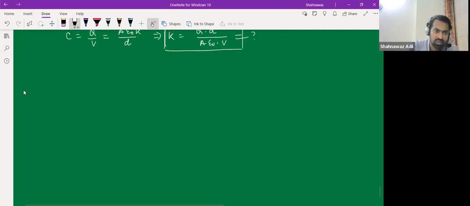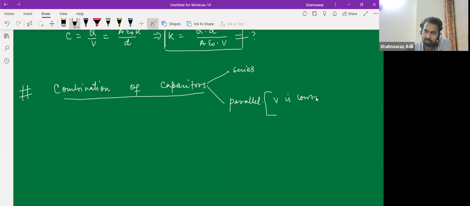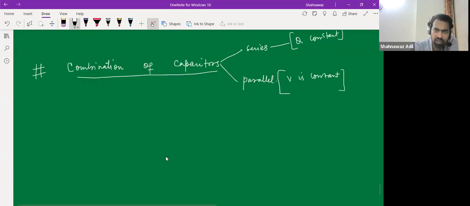Okay, so the next topic and the last one. Finally, we have completed this chapter. The final topic is the combination of capacitors. We have two kinds of combination: one is series, and the other is parallel. Just remember these important things: in parallel, voltage is constant, and in series, charge is constant. Understood, guys? Yes, sir.